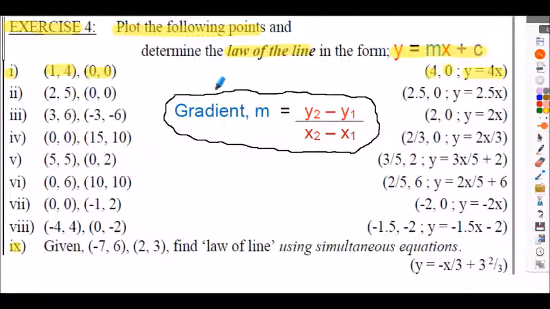I've just repeated the gradient equation m here for convenience if you want to use that to work out the gradients given the 2 points. I would encourage you to start the presentation and plot these points and so work out the equation or the law of the line. Just notice in question 9 it does state to find the law of the line using simultaneous equations. So if you want to use the method shown on the previous slide in solution 2, I would encourage you to attempt it for part 9. I have included some solutions to exercise 4 on the following slides.